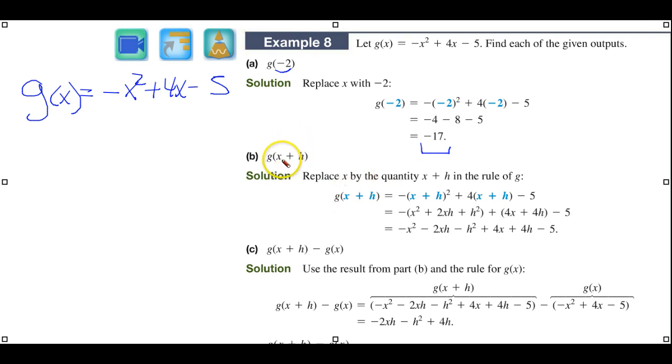Now here it's going to be this x plus h. And again, we carefully put that in there. This is going to be time consuming. We're going to use that method to square a binomial. We get this. We're going to distribute this one to get that. We're now going to remove this parenthesis by changing all the signs. And then we collect like terms. Wow.